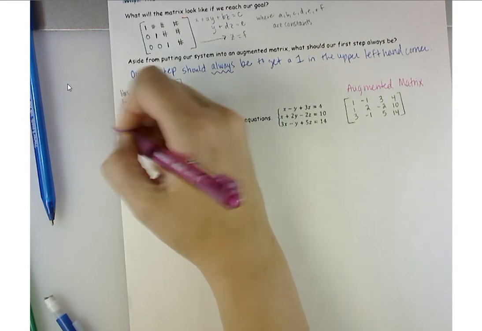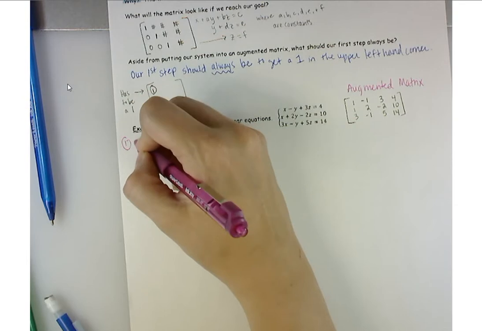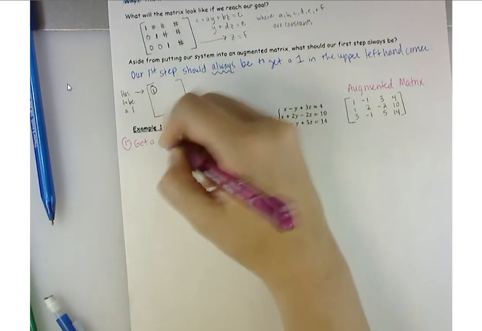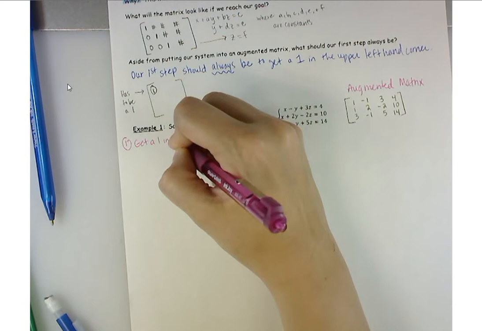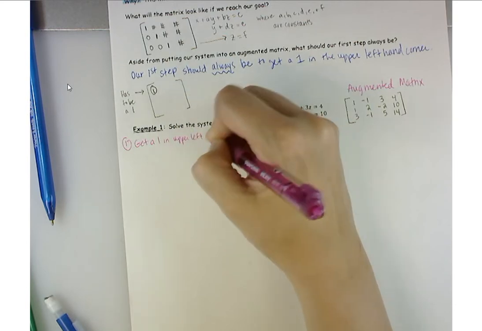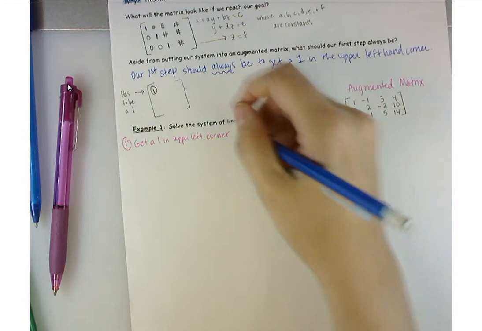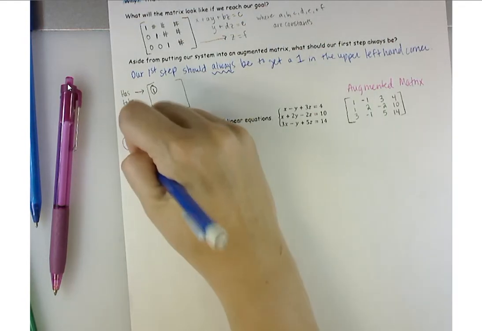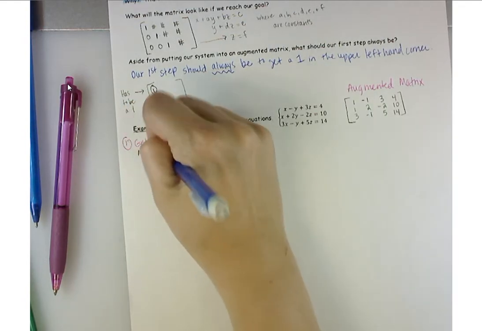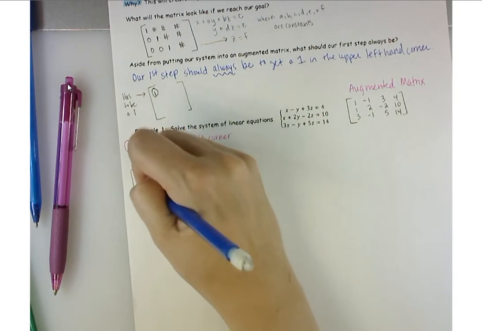Okay, so your first step is always to get a 1 in the upper left hand corner. Now, do we already have that? Yes. Okay, so I'm just going to write my augmented matrix here.